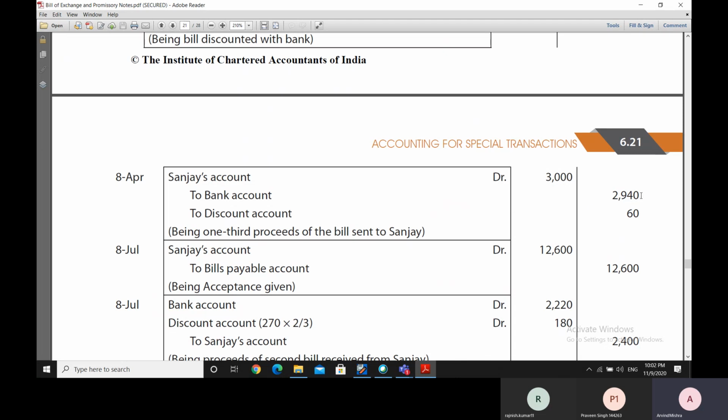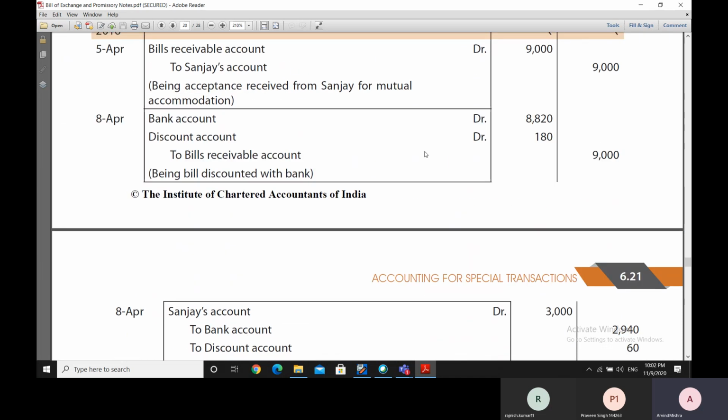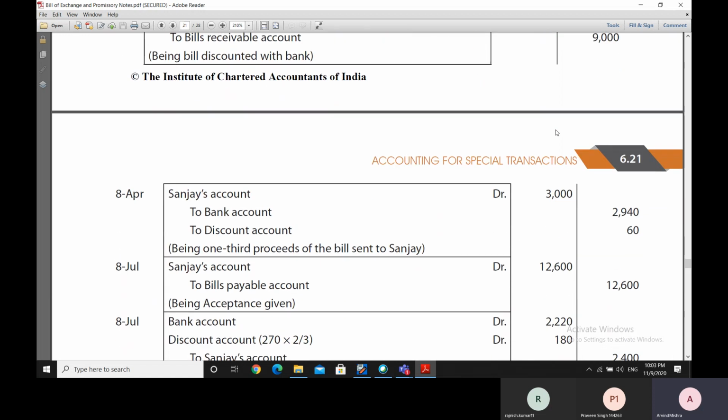Now that will come to 2,940. So 60 rupees is treated here as a discount because discount is also shared in the same proportion. So we can say that the bill of total 9,000 was discounted, and out of this 9,000 rupees, 180 has been debited to discount because that is a discount paid, and 8,820 rupees has been received. So here we can say the same thing, that 1/3 is sending to Sanjay. So out of 9,000 he's sending 3,000 to Sanjay. So in fact he's debiting Sanjay's account by 3,000, but actually sending only 2,940 in his bank account and 60 rupees the discount.